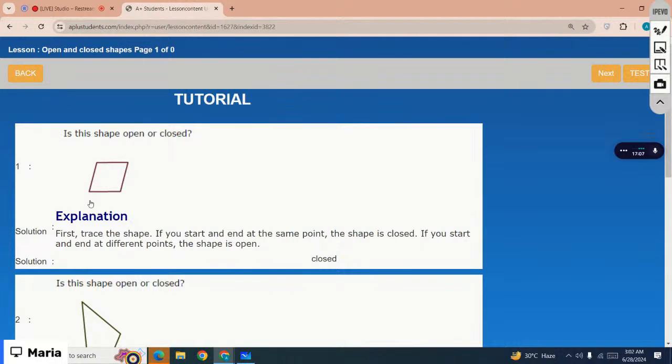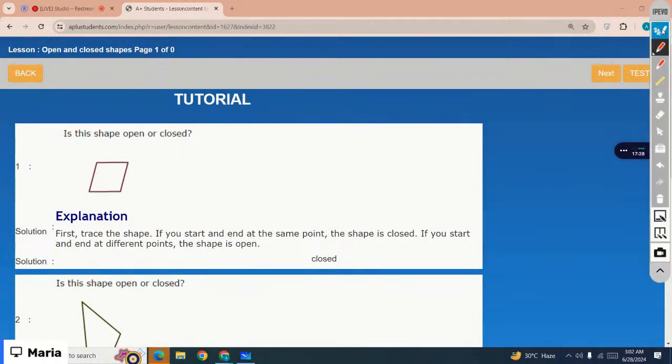So how do we know if a shape is open or closed? You have to trace the shape, right? If you started and ended at the same point, that means the shape is closed. And if you started and ended at different points, that means the shape is open, right? So the first one is a closed shape. Let's see how we trace it. Start from here and you go like this. See, you started and ended at the same point, right? So that means that is a closed shape. Let's just start with the test questions.